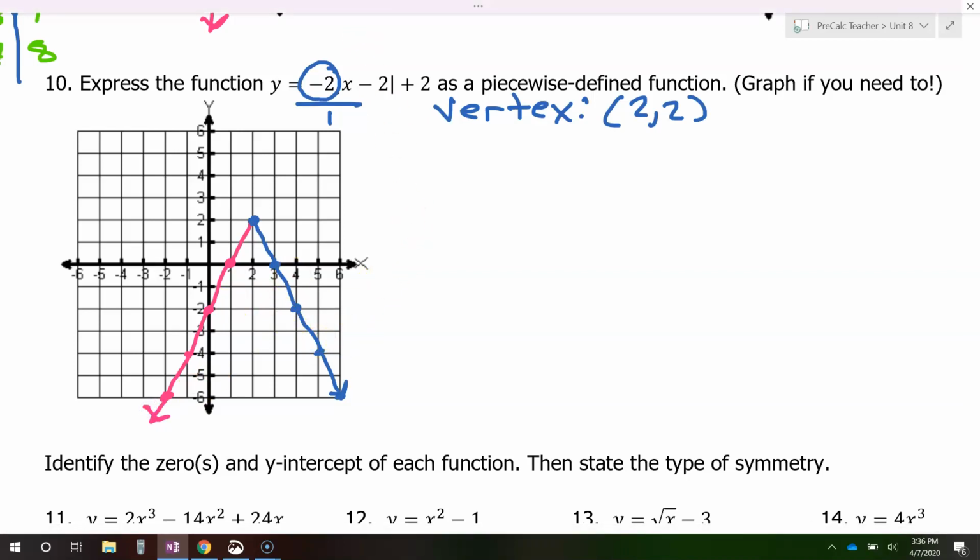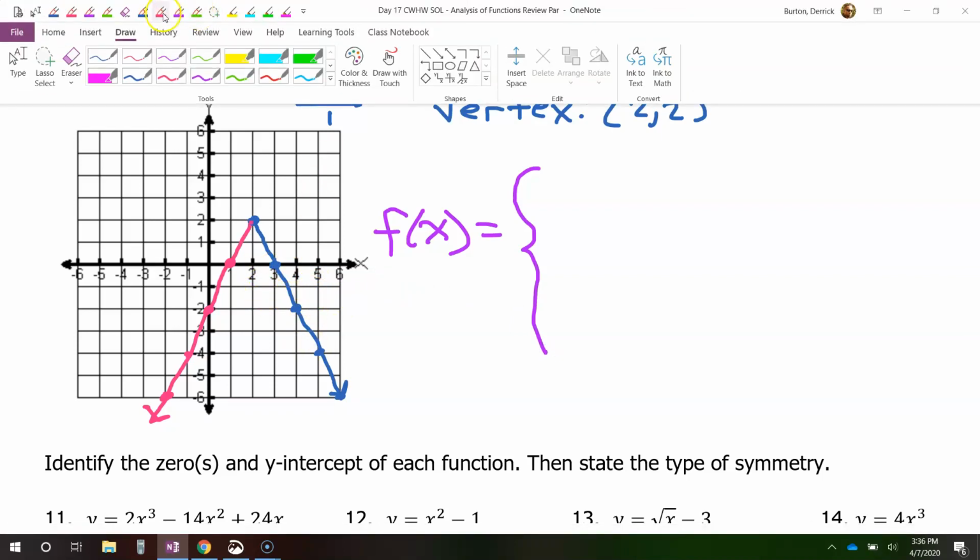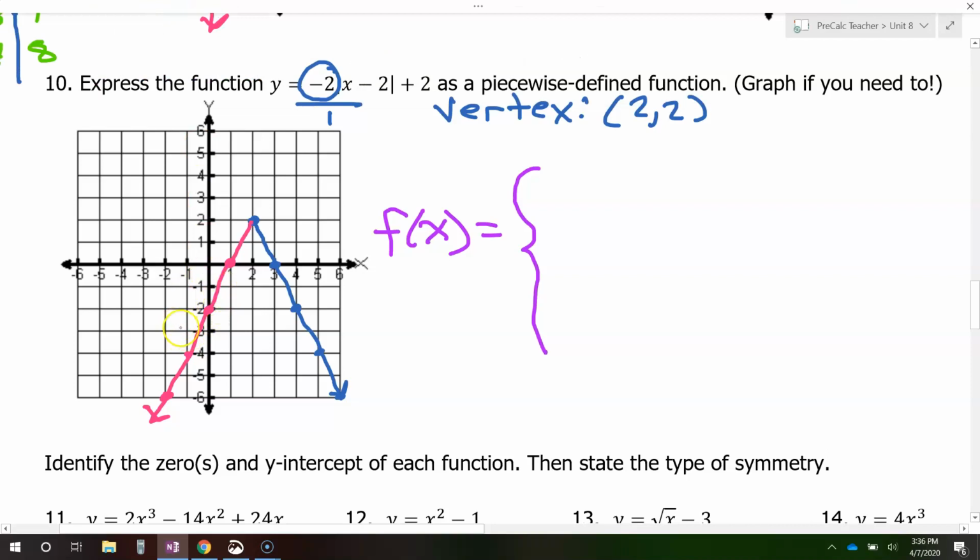Now here's where I make the two pieces of my piecewise function. So I have f of x equals, and I'm getting ready for my two pieces. Just think y equals mx plus b. I think I'll do the red part first. What is the equation of this line? And this line really keeps on going, right? Forever. What is the equation of this red line?